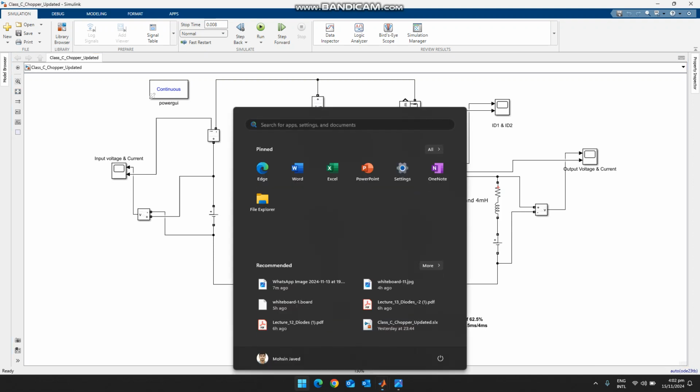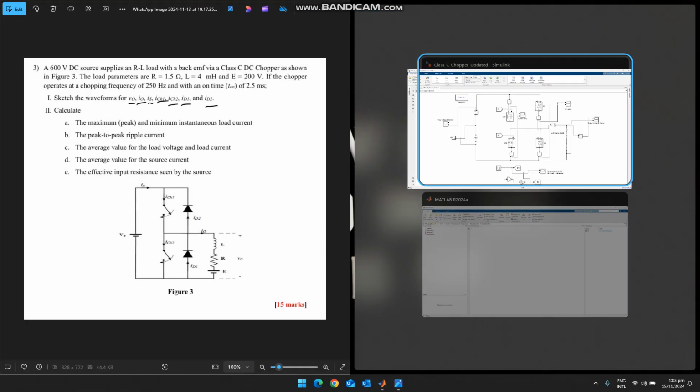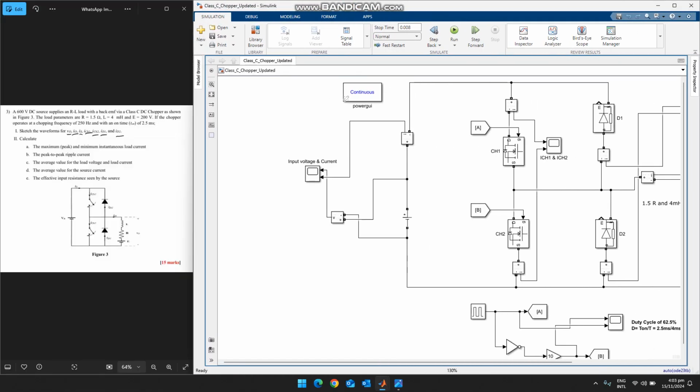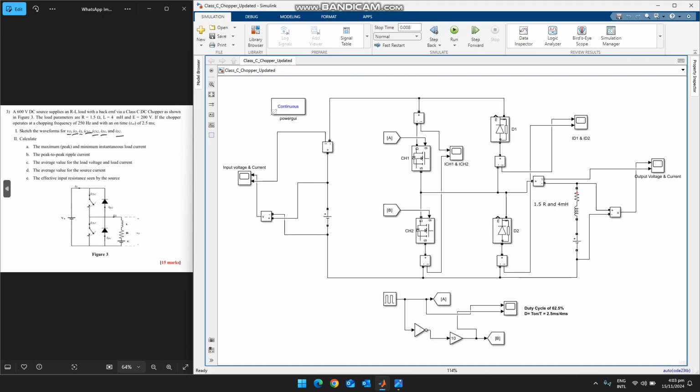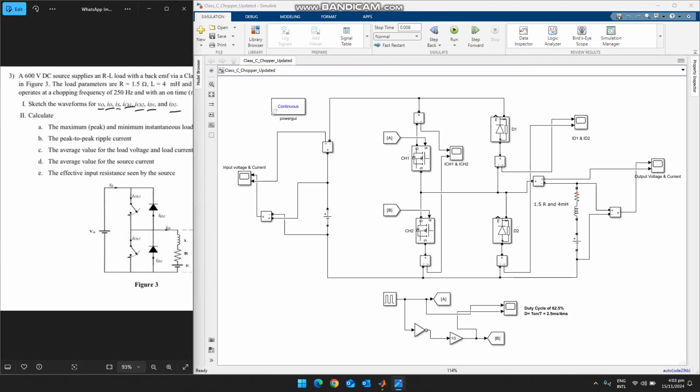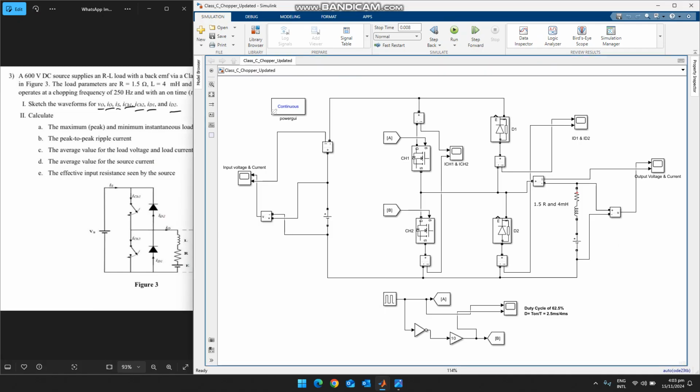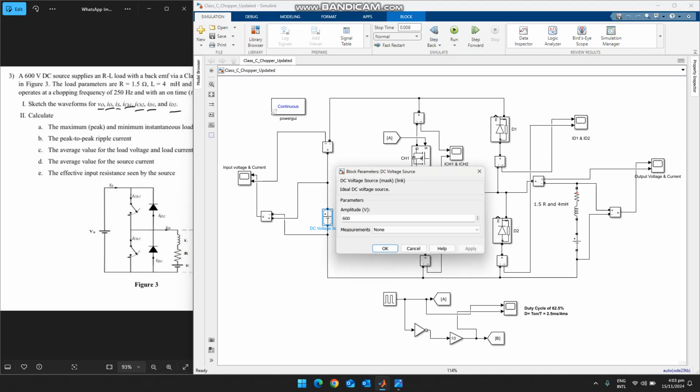How we have developed it, let me just open two screens simultaneously so that you can have the idea better. So this was your question. You have a 600 volt DC source, so you can search for DC source like this and click on it. Look, this is 600-volt DC.